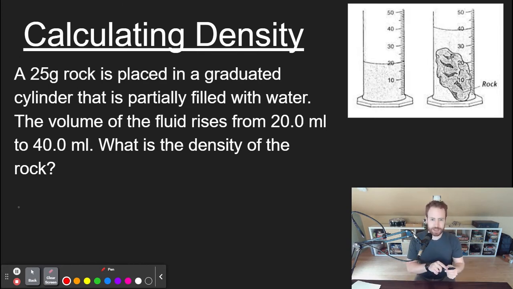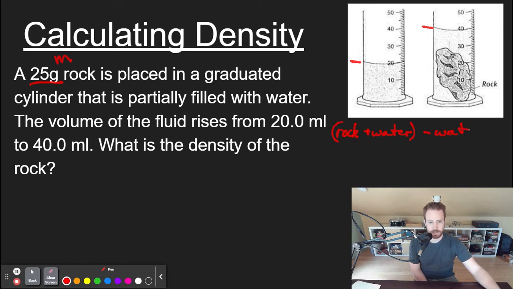So, in this situation, we have a rock, we put it on a scale, and we know it weighs 25 grams, so that's the mass. But then we don't know the volume until we put it in water. So we're going to place it into a graduated cylinder that has 20 milliliters of water in it, and the volume goes up to 40 milliliters. So what's the volume of the rock? Well, it's going to be the volume of the rock plus the water minus the volume of just the water.